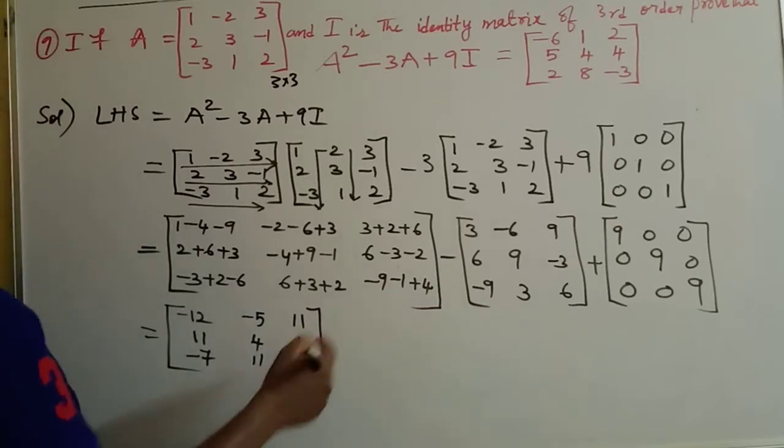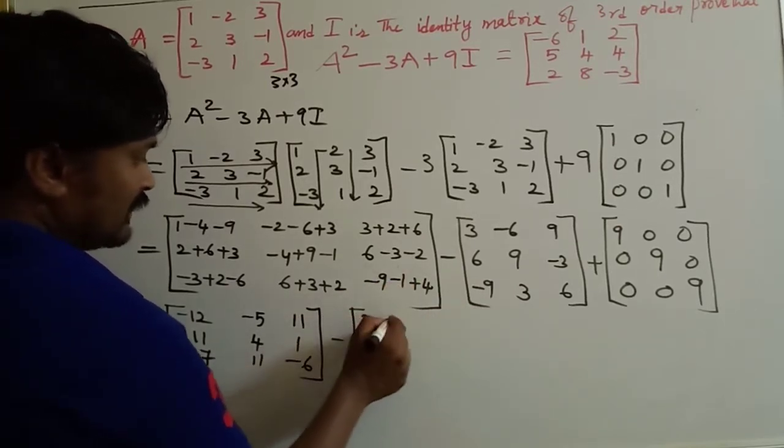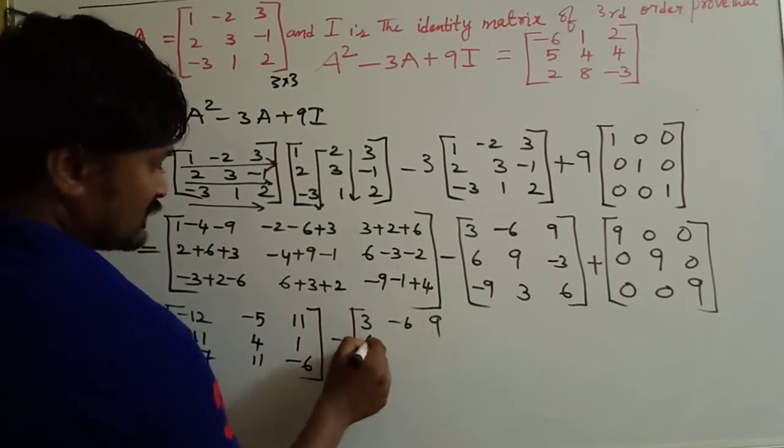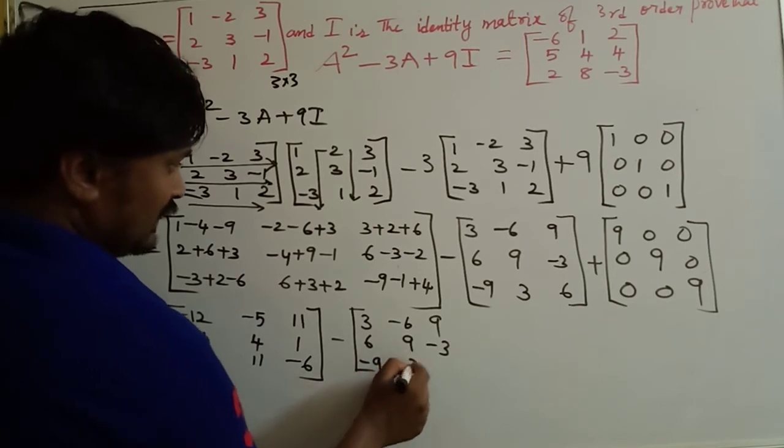Now the remaining ones. So minus 3 minus 6, 9, 6, 9 minus 3, minus 9, 3, 6.